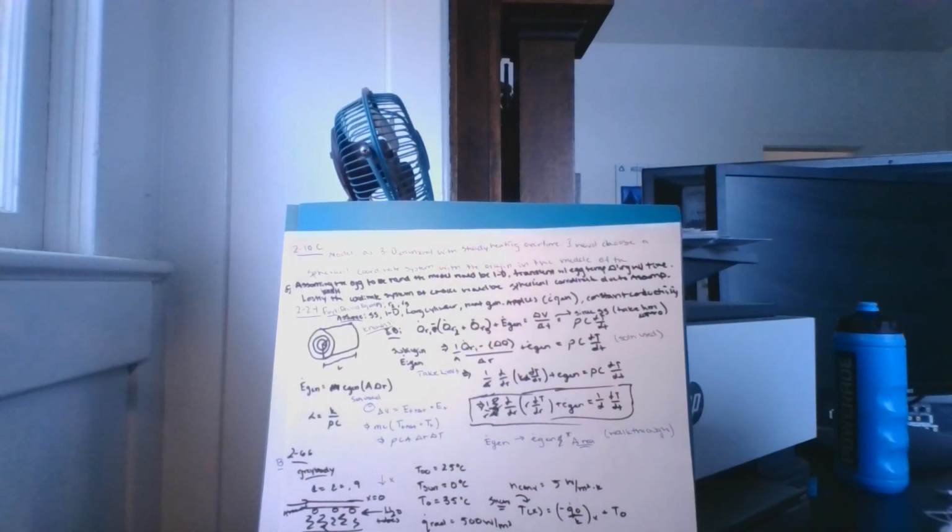For the first question, 2-10C, we were asked to model an egg with heat transfer. I chose a spherical coordinate system and one-dimensional transient, with temperature changing over time, and a coordinate system that would also be spherical. For 2-24, we had a cylindrical wire with three different radii.